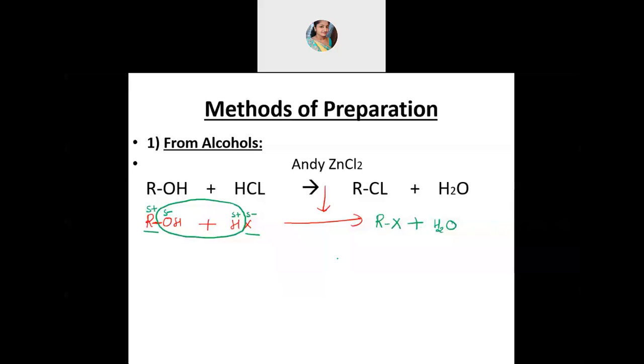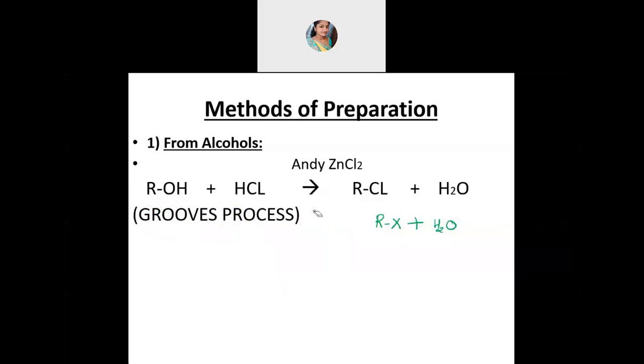And for one example, you can take R as any group. In the class I've given you CH3OH; here I've taken another example. This whole process has a name. This process is called Groove's process. You can write it down if you haven't written the name of it. It is called Groove's process.